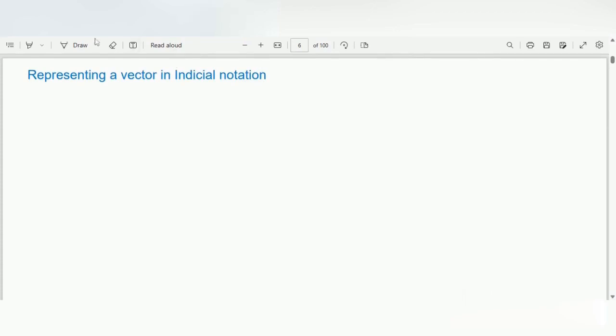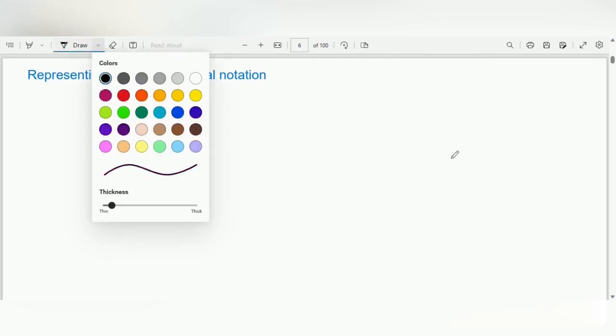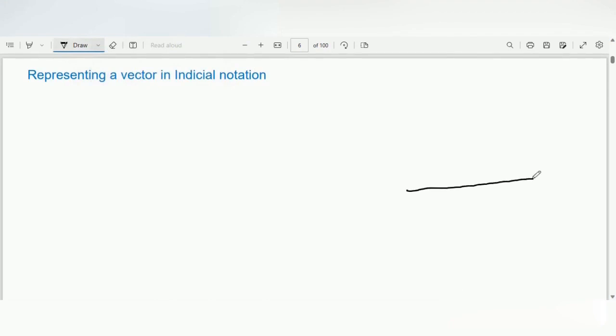So let us consider an axis system. Let this be the x-axis, y, and z. So let this be the axis system x, y, and z. In this axis system, let us consider a vector, say u.